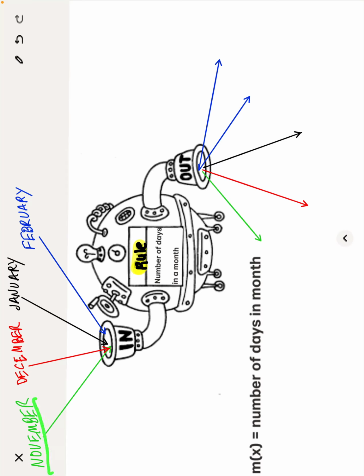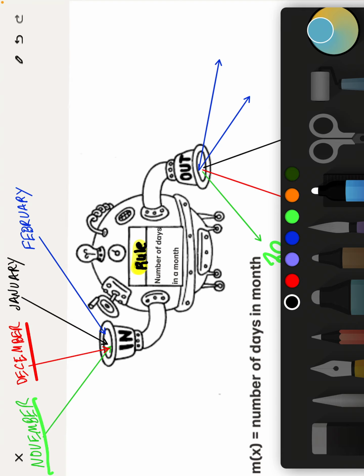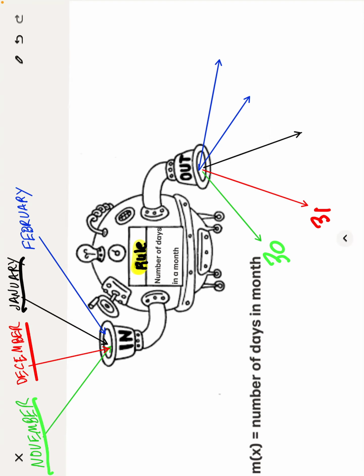So if we start with November, November has 30 days, so the output would be 30. All right. How about December? If we input December, the output is going to be 31 since there are 31 days in December. Now, if the input is January, the output is still going to be 31 because January has 31 days.